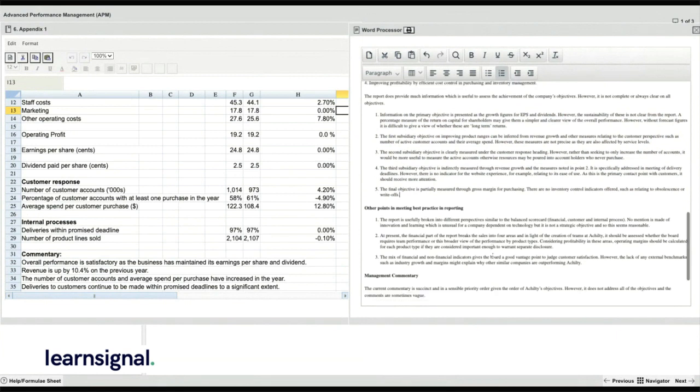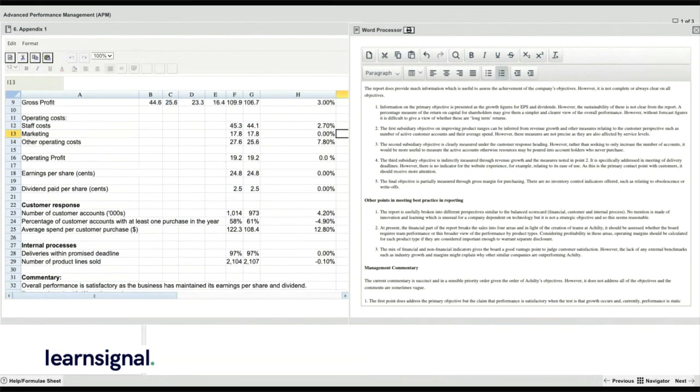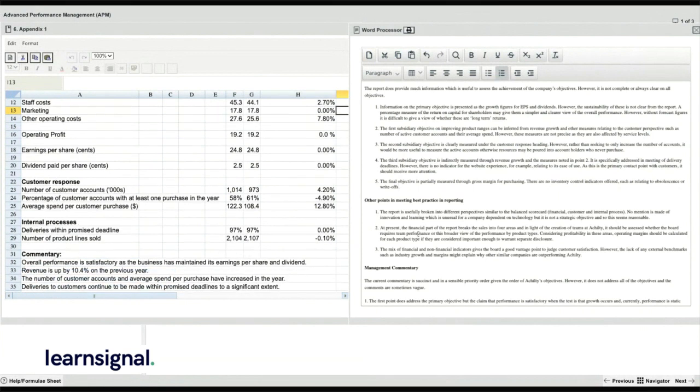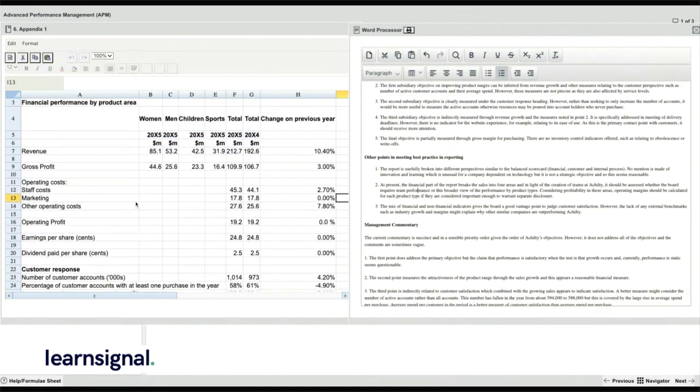Moving on to additional points in meeting best practice in performance reporting. Remember, these had to be applied in the context of the scenario and sufficiently developed. Some areas that could have been highlighted include that while the report is usefully broken into different perspectives, similar to the balanced scorecard with financial, customer, and internal process, there is no mention of innovation and learning, which is unusual for a company dependent on technology. The financial part of the report breaks the sales into four areas, so it might be useful to consider operating margins for each product type also.